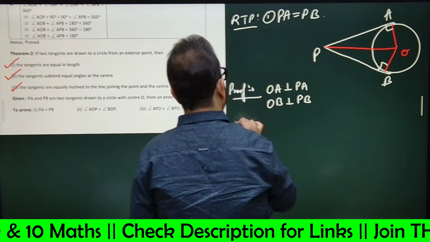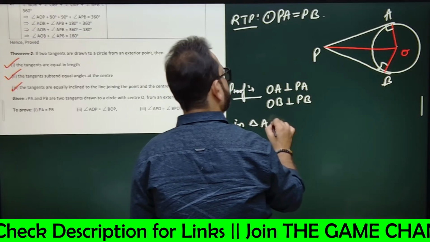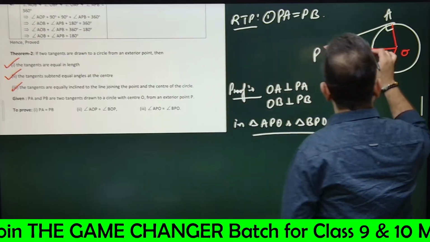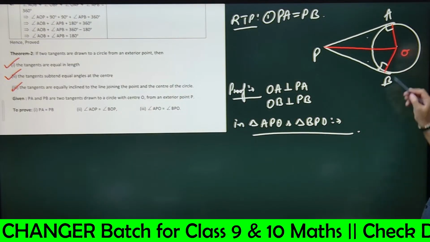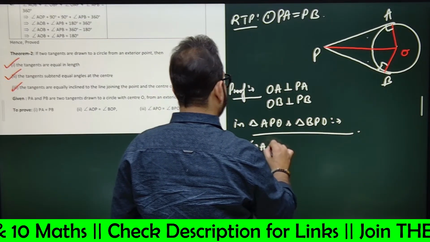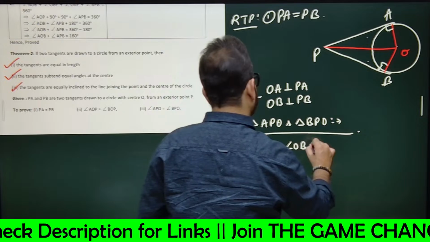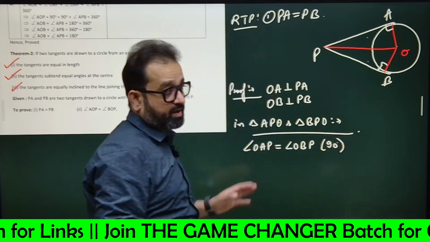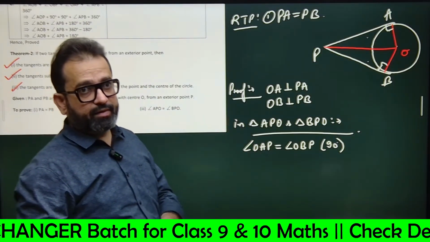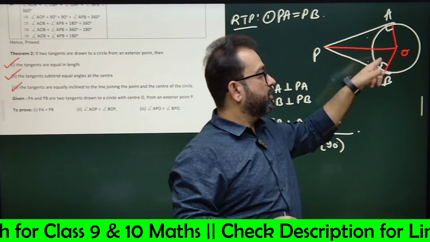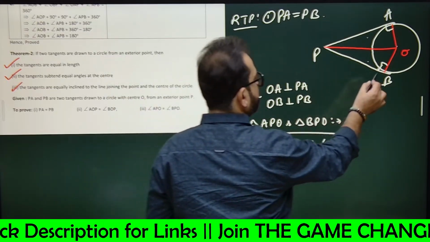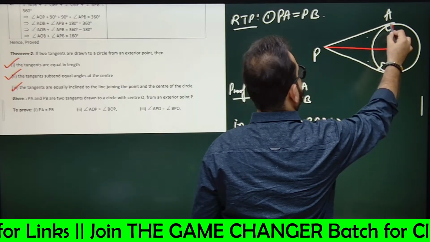So take these triangles. In triangle APO and triangle BPO, upper triangle and lower triangle we are taking. This angle is 90, a right angle. So we write angle OAP equals angle OBP, that is 90 degrees. Why? You must write the statement that the line joining the center to the point of contact is perpendicular to the given tangent. This is the point of contact.